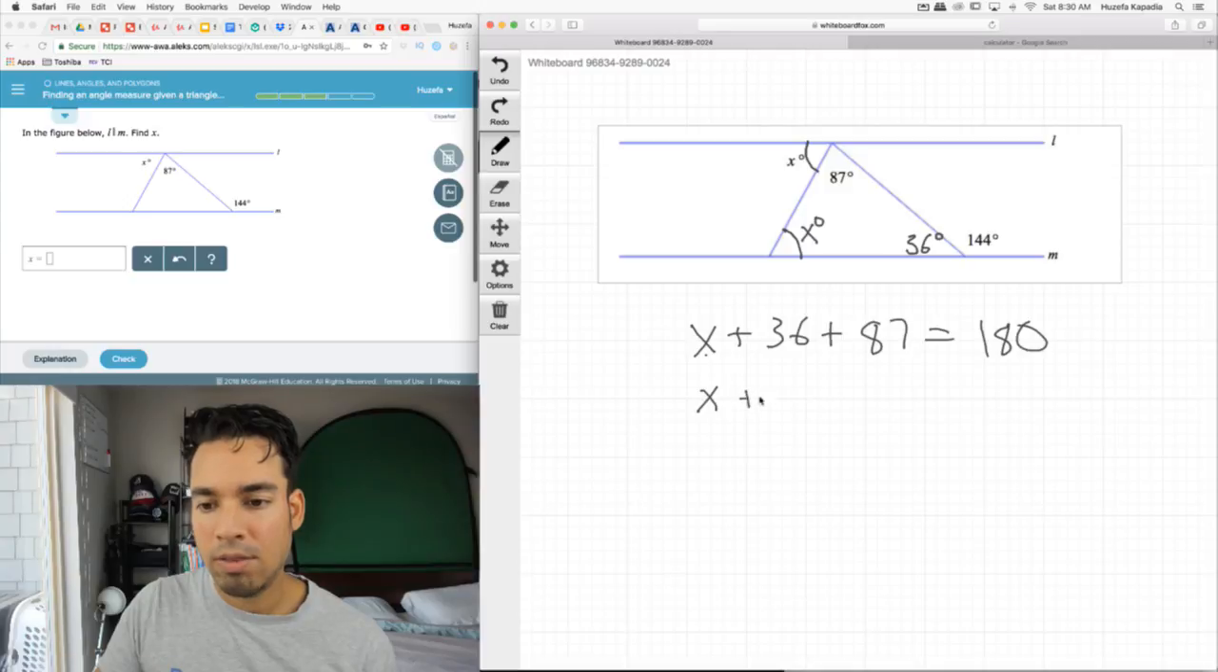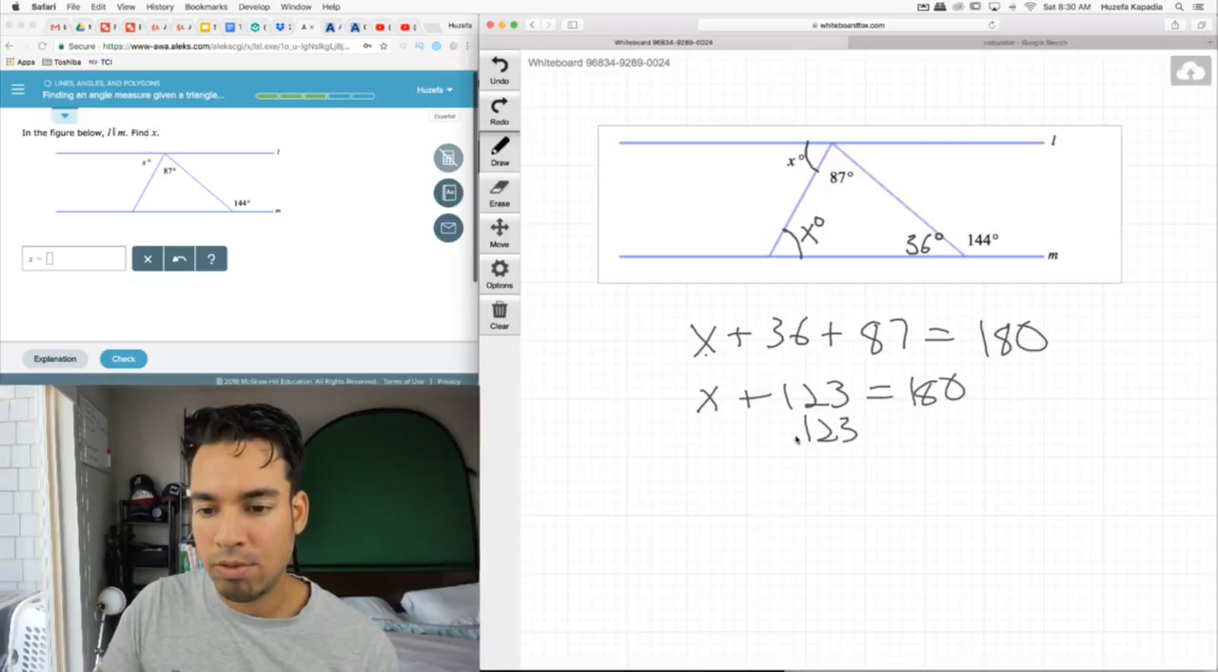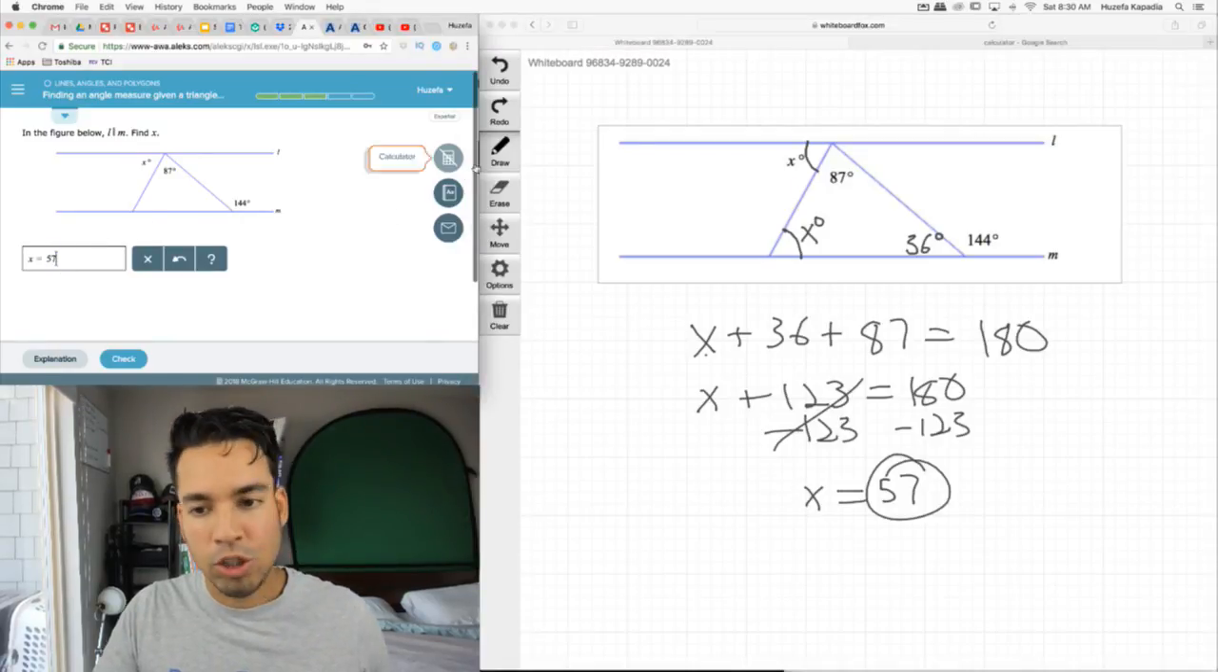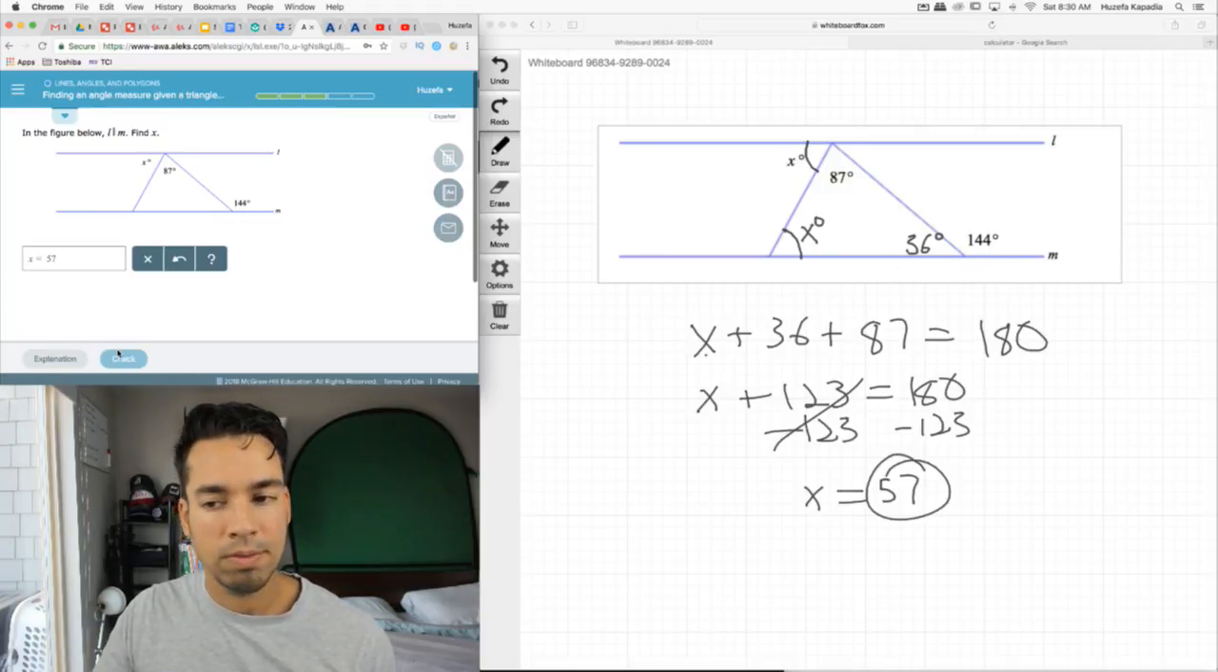36 plus 87 is 117, 123. Subtract 123 from both sides. And then x equals 57 degrees. And we'll double check that because 57 and 87 again should add up to 144, and they do.